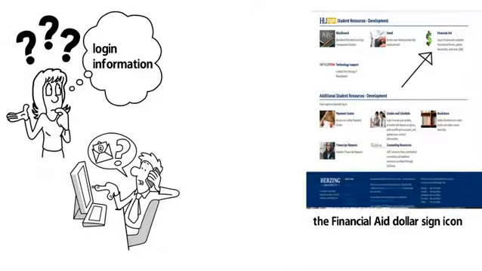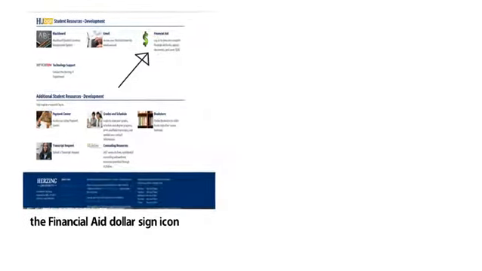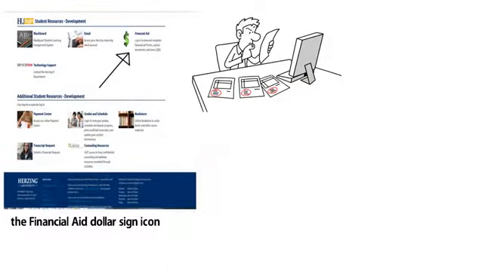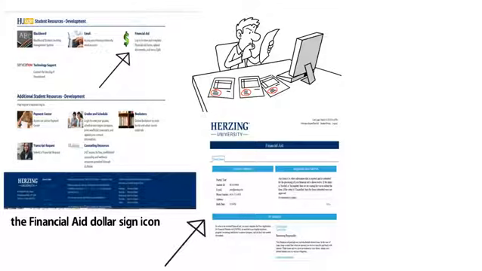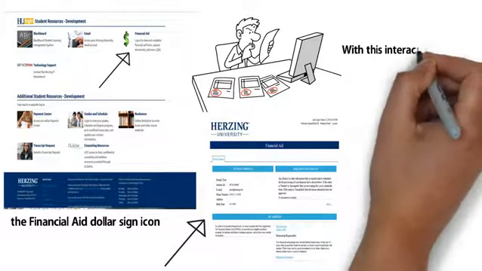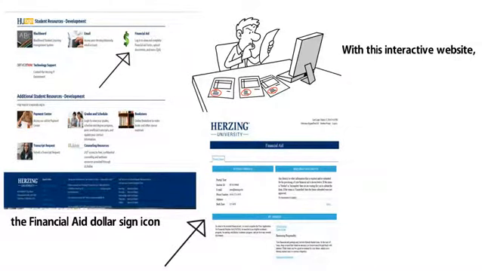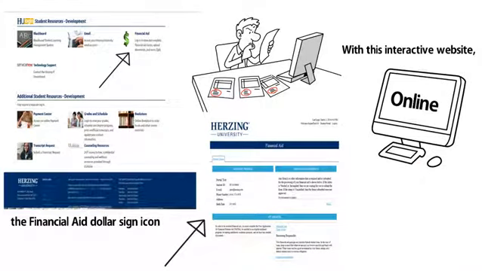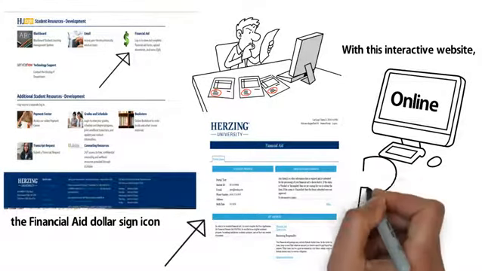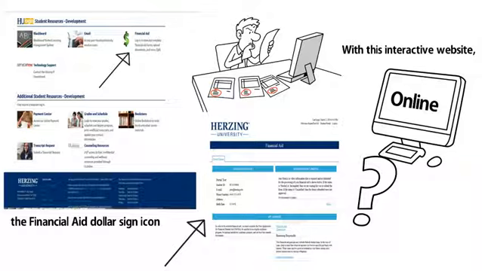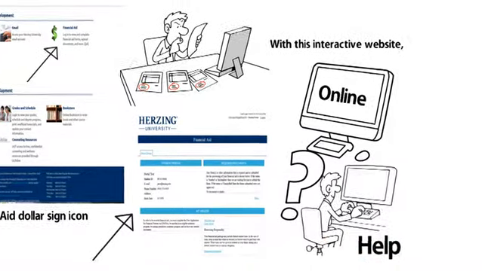Inside the financial aid site, you can view your basic student info, access required documents, or view your financial aid awards. With this interactive website, you now have the ability to accept your financial aid awards fully online, which means no more paper. Have more questions or need some additional help navigating the new site?